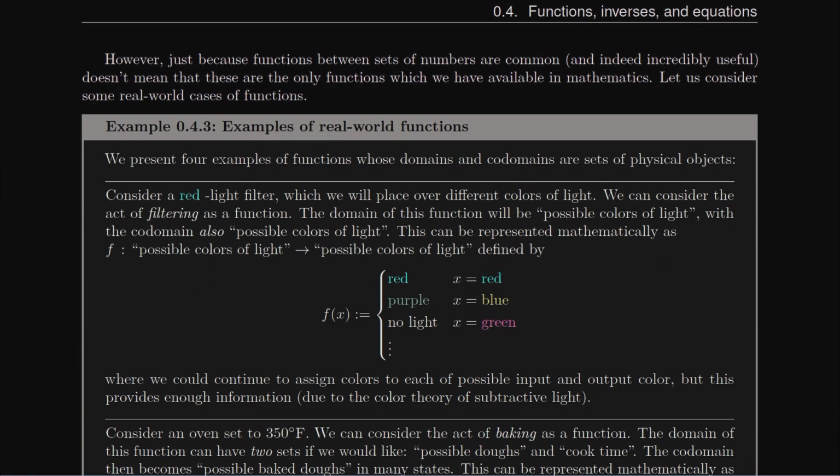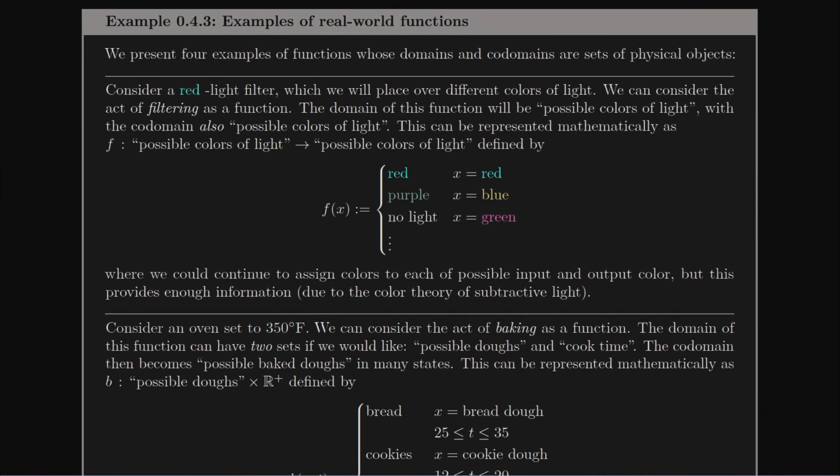I did want to include some cases of real-world functions because, once again, I like to stress that even though we use numbers a lot of the time in math, they're not the only things we can consider math as being able to touch. Math is able to handle situations that don't necessarily only consider numbers. So here we've got a red light filter, which we're going to place over different colors of light. We can consider the act of filtering light as a function. So the domain of the function is going to be the possible colors of light. The codomain is going to also be possible colors of light.